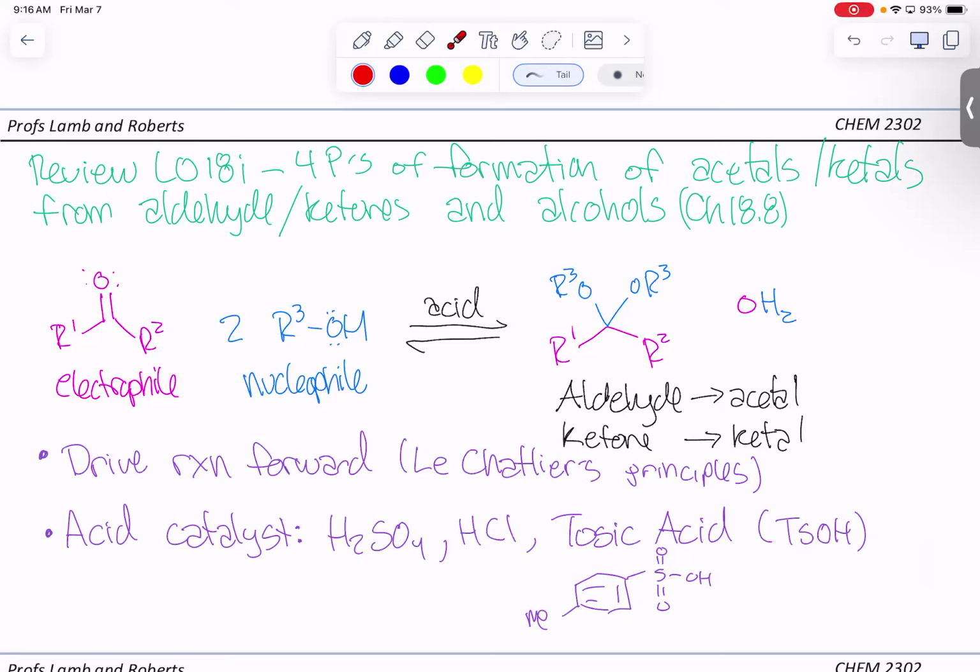The other reason practically in the lab why we use this is it's a solid. You can weigh it out on a bench top, as opposed to sulfuric acid, which is a liquid and highly corrosive. So all right, this mechanism started off very, very similar to things that we've seen in this chapter already, but then we did something that I want to review that's a little bit different than what we've seen, and it contrasts to things like maybe our intuitive SN2 mechanisms. So we're going to go ahead and review that fourth P.